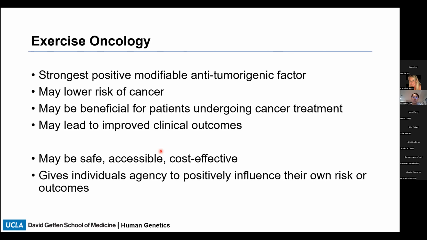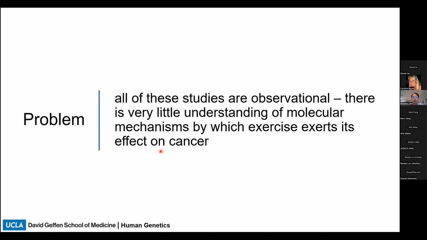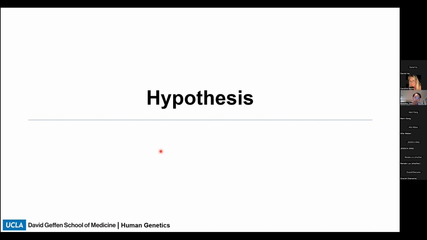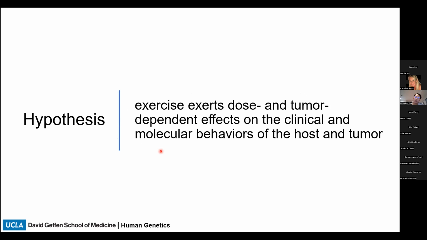So while exercise is the strongest positive modifiable risk factor, surprisingly, the molecular mechanisms by which it influences cancer are still almost entirely unknown. Basically, the problem with all the data that I've shown you is that all of those studies were observational, and there's just no understanding of the molecular mechanisms by which exercise exerts its effect on cancer. So that leads me to my project and my hypothesis, which is that exercise exerts dose and tumor-dependent effects on the clinical and molecular behaviors of the host and the tumor.